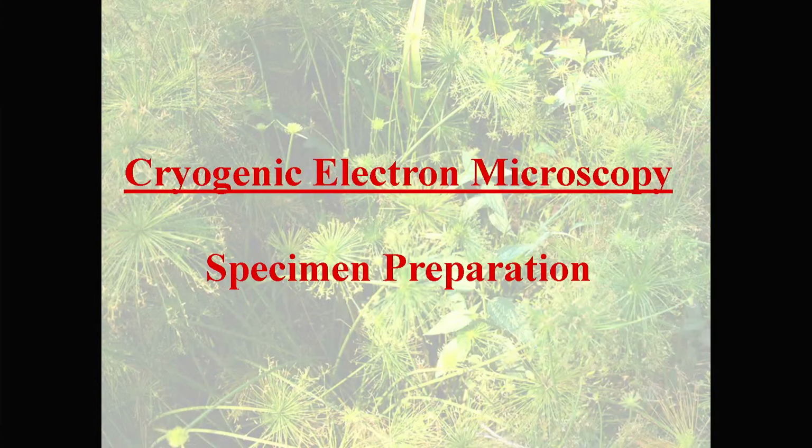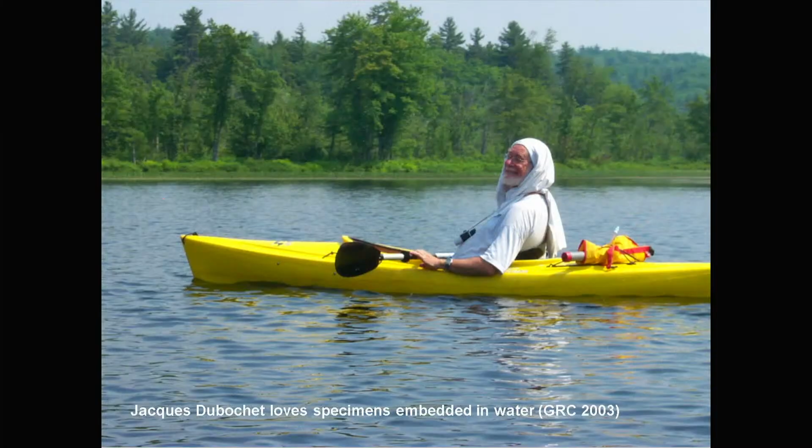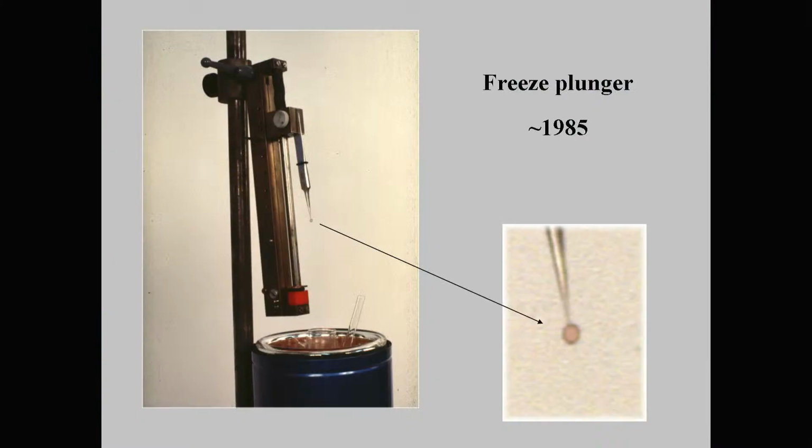So specimen preparation, that was one of the main important things that developed, and Jacques Dubochet was the great hero here, and there were some earlier developments in San Francisco, but he made it into a very practical way to rapidly freeze samples. He loves water specimens embedded in water. And I took this picture while I was canoeing with him 20 years ago. And so the technique, you've heard that 1,000 times this week, of how to rapidly freeze plunge your samples.